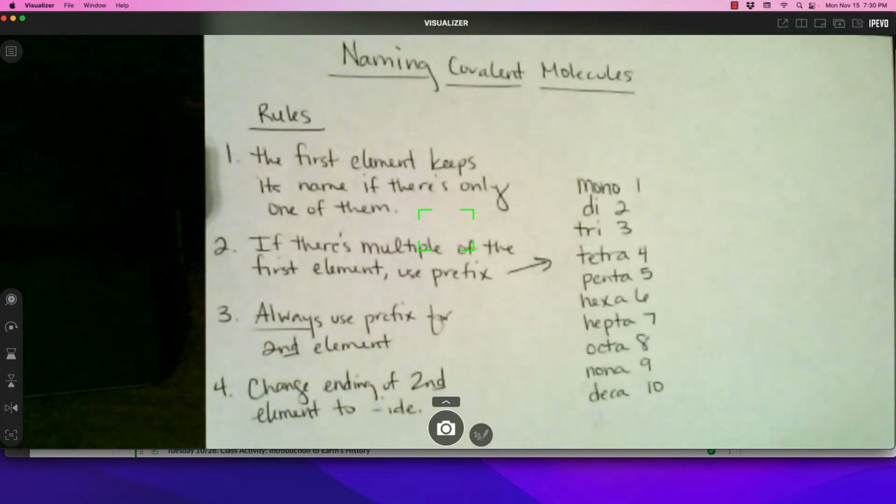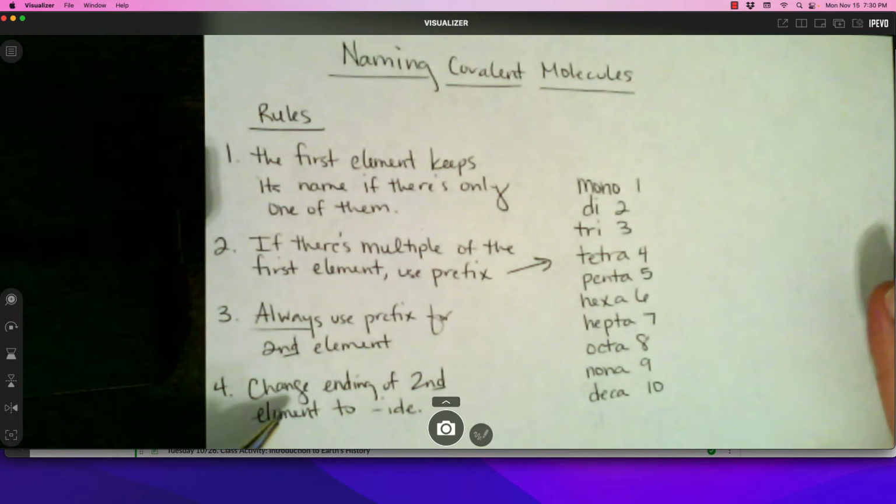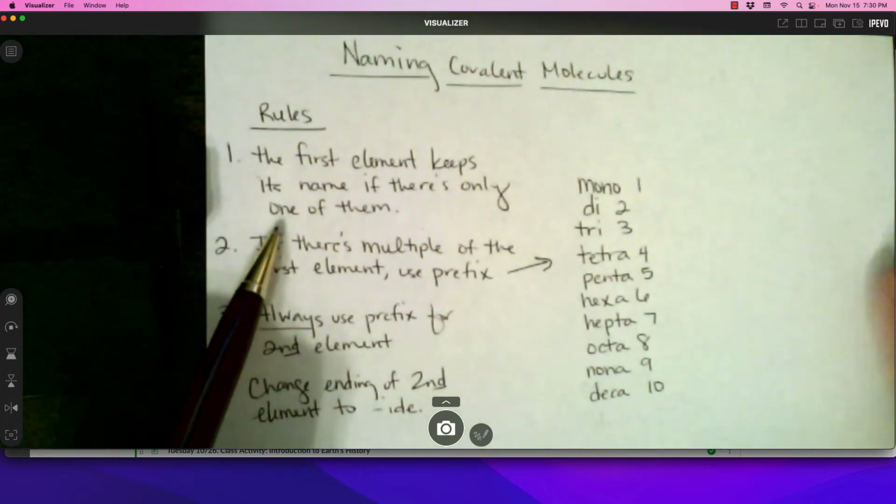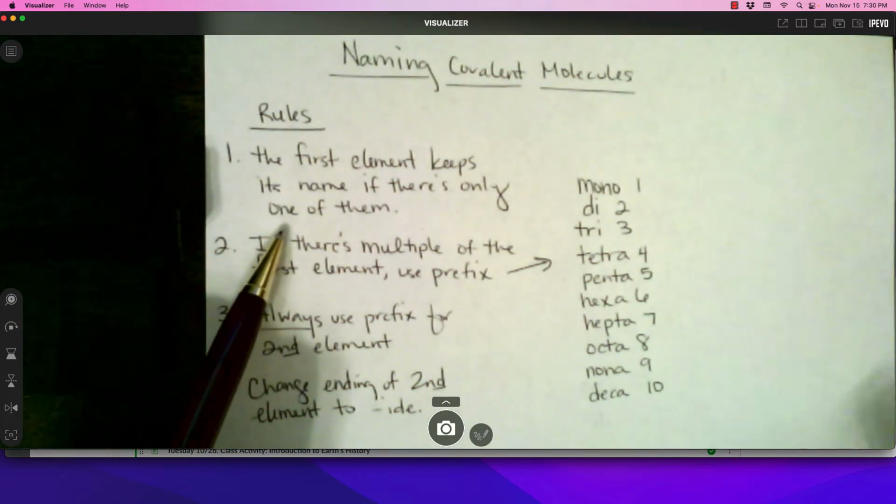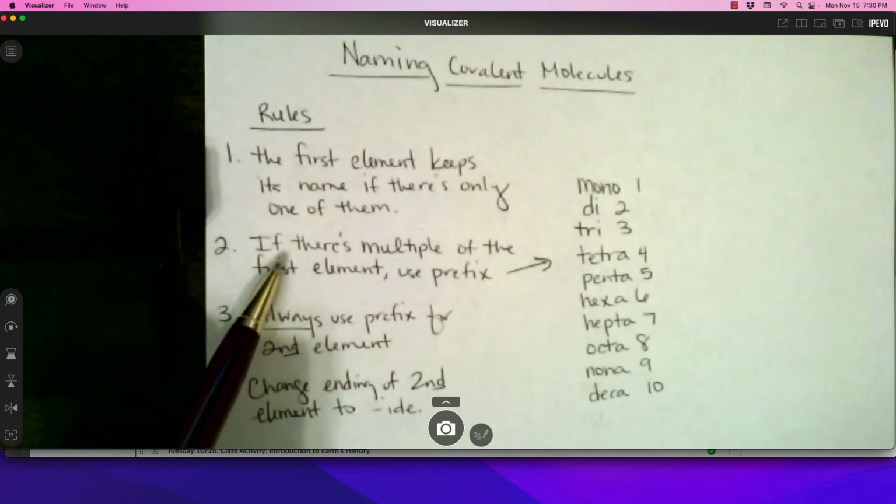I'm going to show you how to name covalent molecules today. And there's really only a couple of things that you need to know to be able to complete these problems. The first thing, I'm going to call these rules, there's 4 of them. The first rule is that the first element gets to keep its name if there's only one of them. And that will make sense when I show you an example.